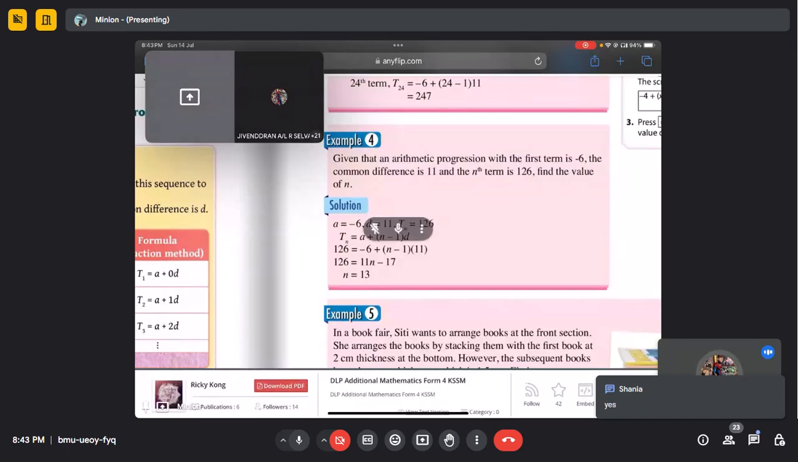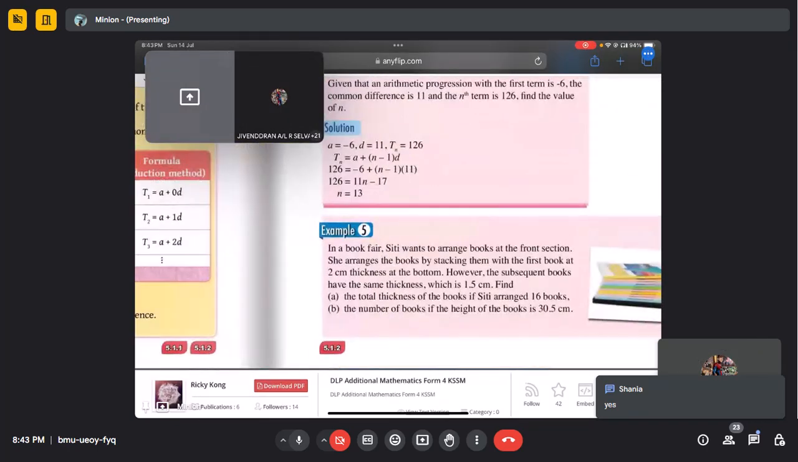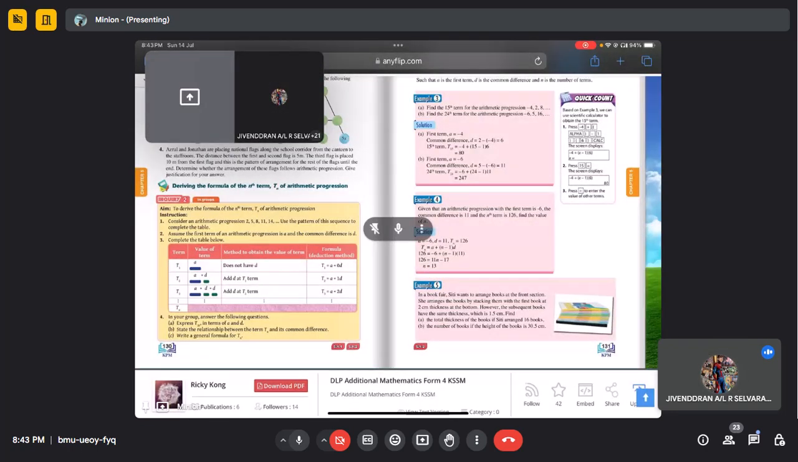Okay, we can go to example 5. You can get it in paper 1. Okay, in a book fair, Siti wants to arrange books at the front section. She arranges the books by stacking them with the first book at 2 centimeter thickness at the bottom. However, the subsequent books have the same thickness, which is 1.5. Find the total thickness of the books if Siti arranged 16 books.